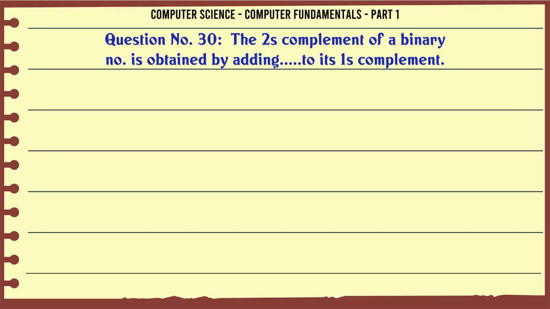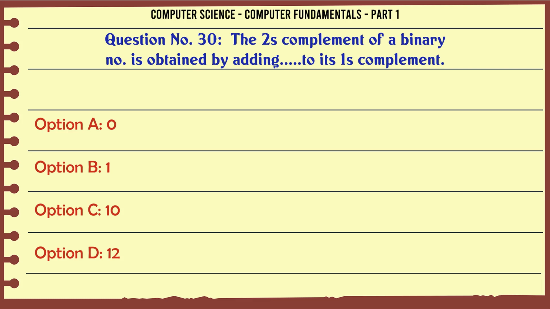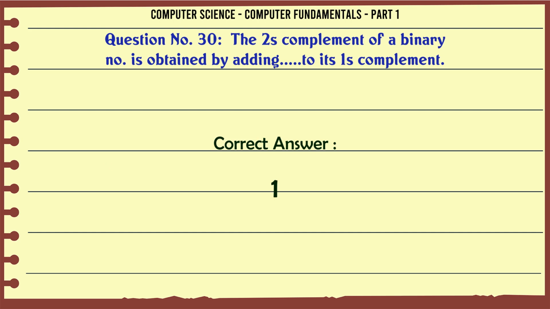The 2's complement of a binary number is obtained by adding to its 1's complement. A. 0. B. 1. C. 10. D. 12. The correct answer is 1.